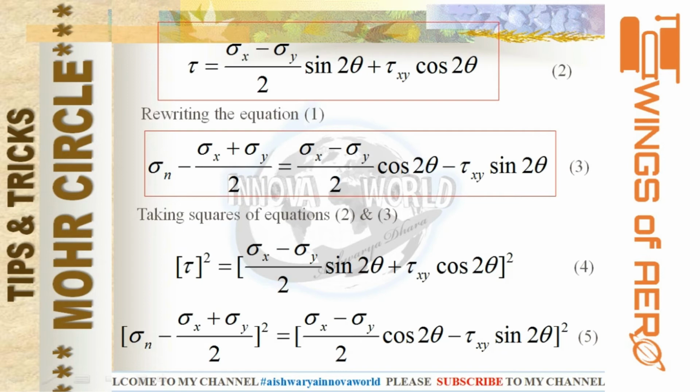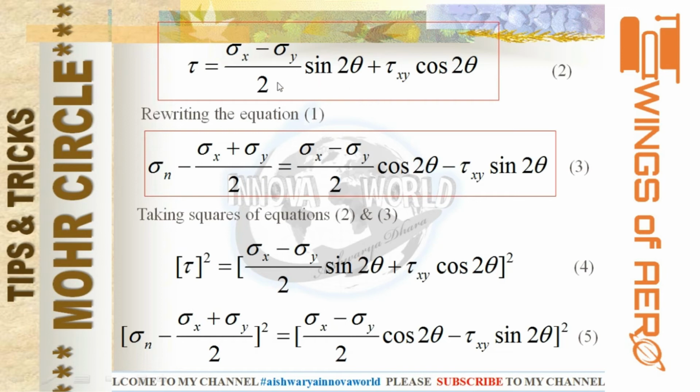This is a general formula when we are considering tau xy is not equal to 0. So how can we remember this? See the formula: tau equals (sigma x minus sigma y) by 2 times sine 2 theta plus tau xy cos 2 theta. Now what is sigma n, the normal stress? Sigma n minus (sigma x plus sigma y) by 2 equals (sigma x minus sigma y) by 2 cos 2 theta minus tau xy sine 2 theta.